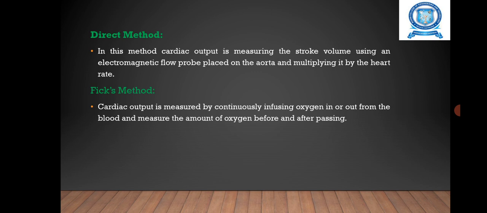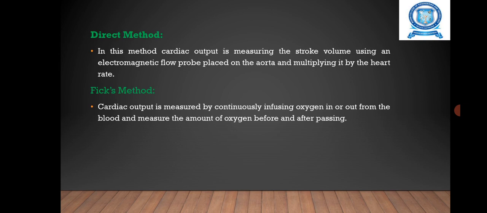In this method the cardiac output is measured by taking the stroke volume using an electromagnetic flow probe placed on the aorta and multiplying it by the heart rate. The method involves surgery, so it is not preferred in routine applications. The next method is the Fick method. It is measured by continuously infusing oxygen in or out of the blood and measuring the amount of oxygen before and after passing. The method is complicated, it is difficult to repeat, and it also needs catheterization.